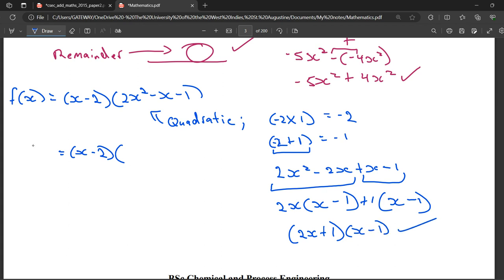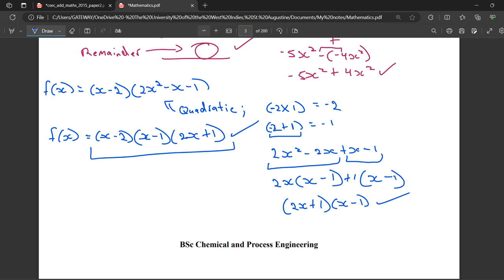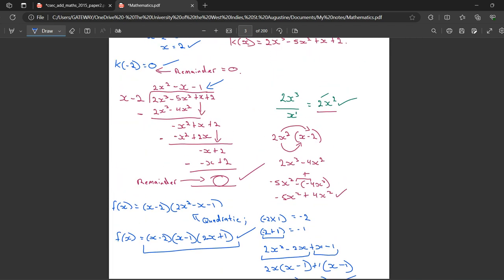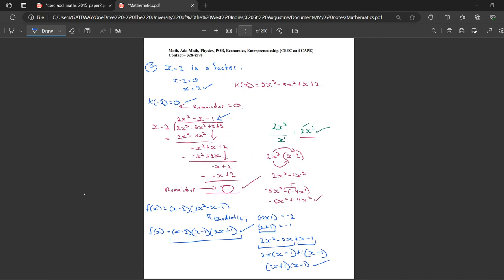That's basically it there. So I could write it as x minus 1 multiplied by 2x plus 1. The order in which you write it doesn't matter. But this is basically the factors of f of x. So that's the answer there.